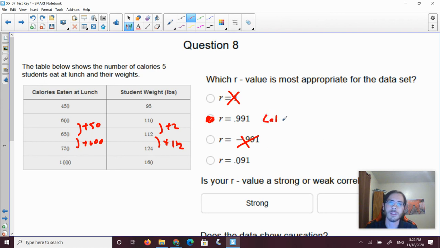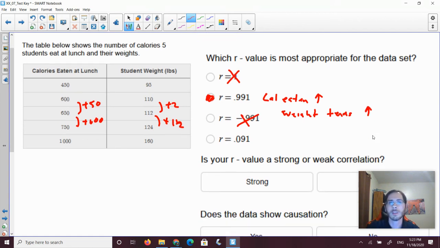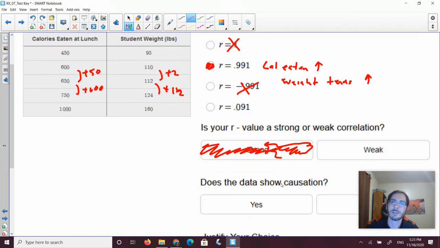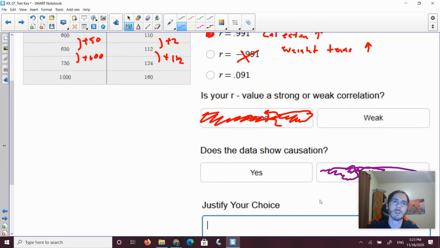As the calories eaten goes up, it looks like the weight tends to go up. So I'm going to pick that one, and that's very close to 1, so I'm going to make that a strong correlation. Does that show causation? Well, no, it does not. Correlation, yes, but causation, no. Because the calories you eat at lunch is not always going to determine your weight. There's a lot of things that can determine your weight.